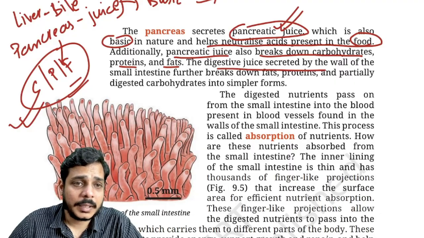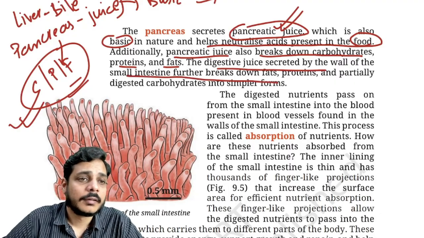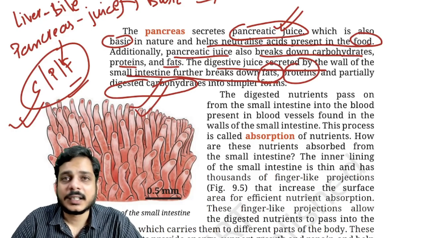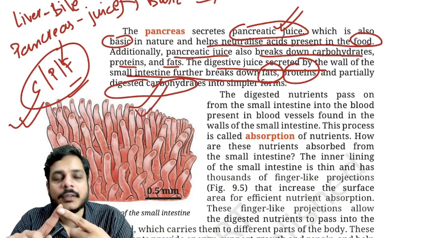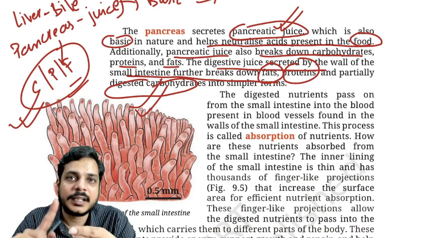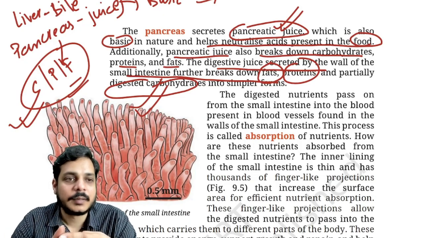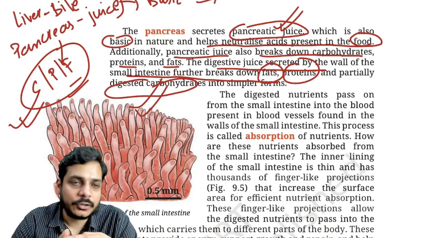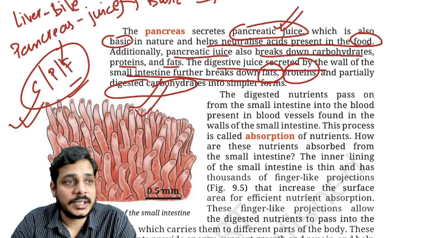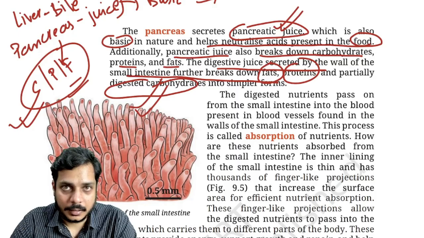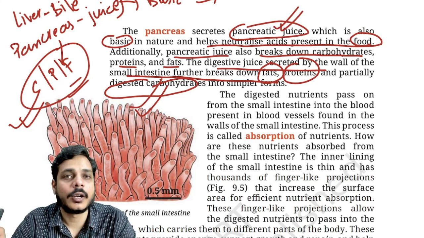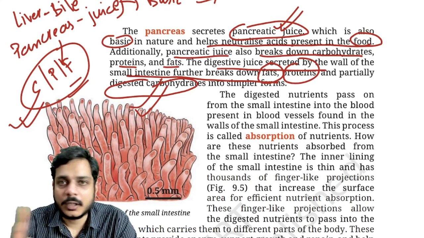The digestive juice secreted by the wall of the small intestine further breaks down fats, proteins, and partially digested carbohydrates into simpler forms. So there are three things when we are talking about the small intestine. One, the digestive juice that is secreted by the internal wall of the small intestine. What does it break down? Carbohydrates, proteins, and fats. Similarly, pancreatic juice, which is basic in nature, neutralizes the acid content in the food, and it is also going to break down carbohydrates, proteins, and fats. The liver produces bile, which is also mildly basic, and it also neutralizes the acidic food content, and it is also responsible for the breakdown of fats.